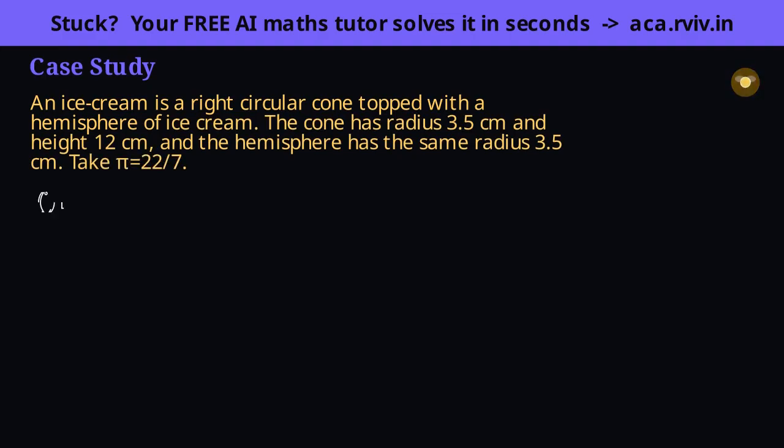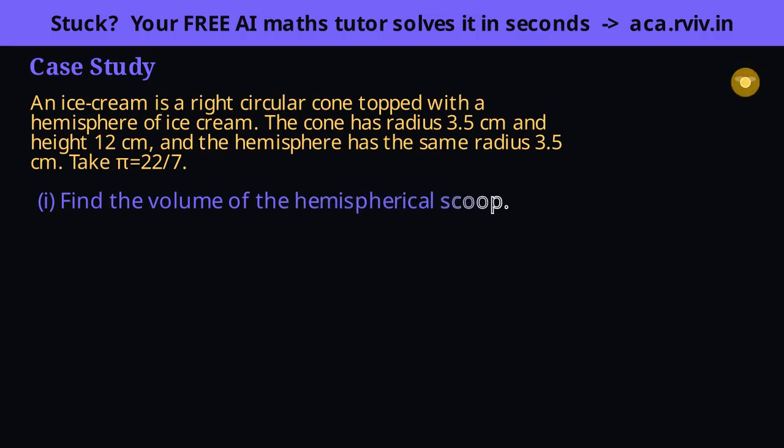The scoop on top is a hemisphere, so its volume is 2/3 pi r cubed, half of a full sphere's 4/3 pi r cubed. The radius is 3.5, and remember to cube it, not square it. 2/3 pi r cubed, with r cubed as 3.5 cubed, gives about 89.8 cubic centimeters of ice cream in the scoop.